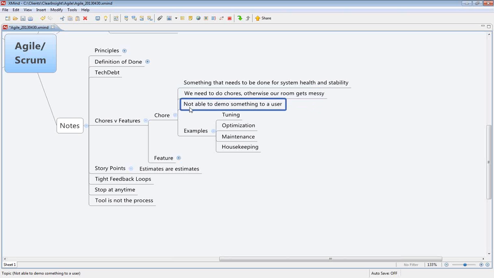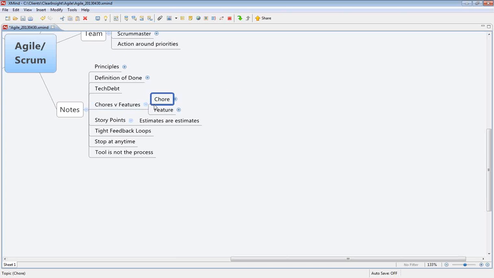So this is something that you may not be able to demo to a user, but it is also important. Some examples would be tuning or optimization or maintenance and housekeeping. The reason this comes into my notes list here is we're always trying to balance the list of chores and the list of features that we're working on.